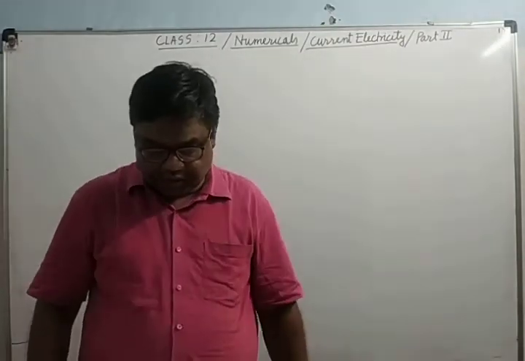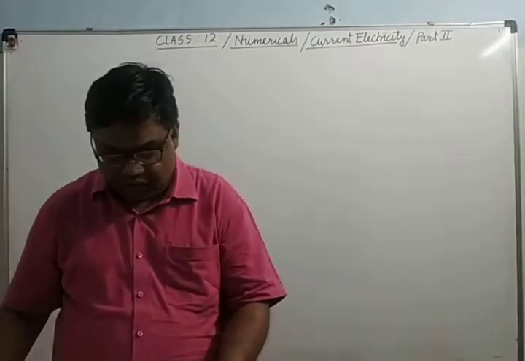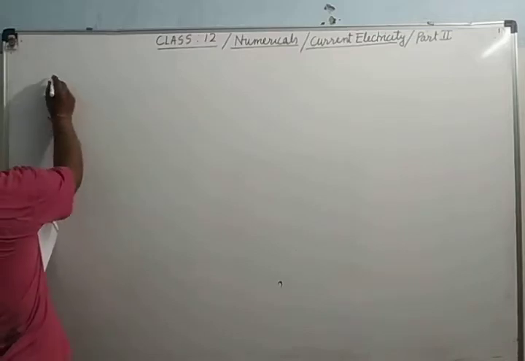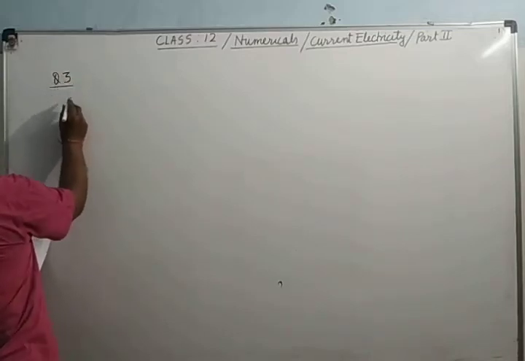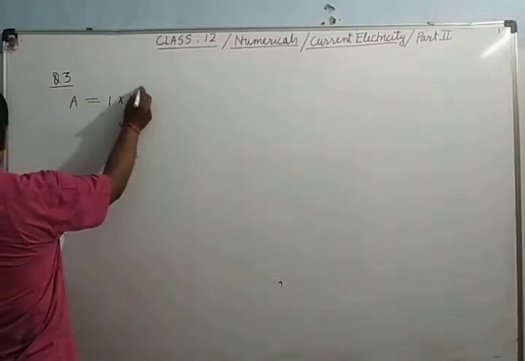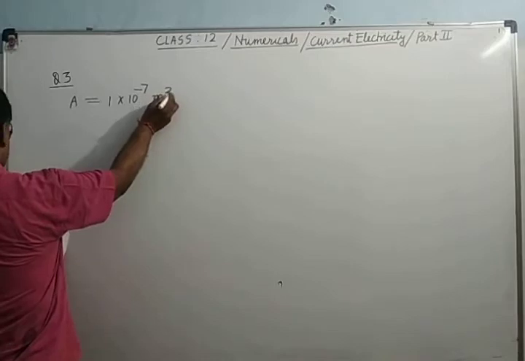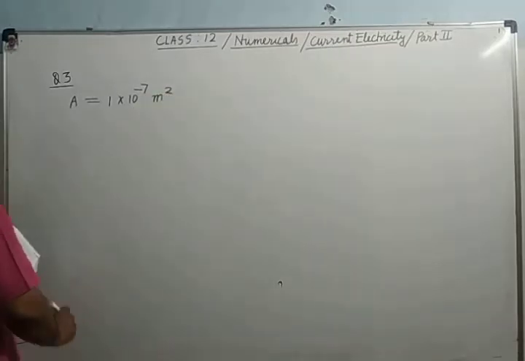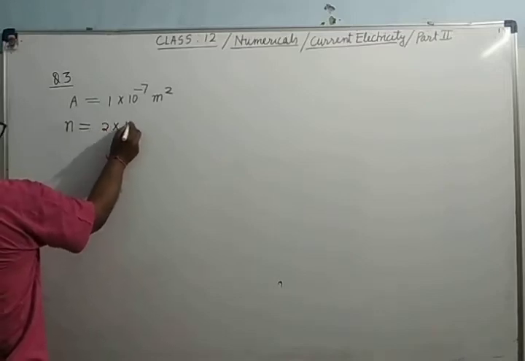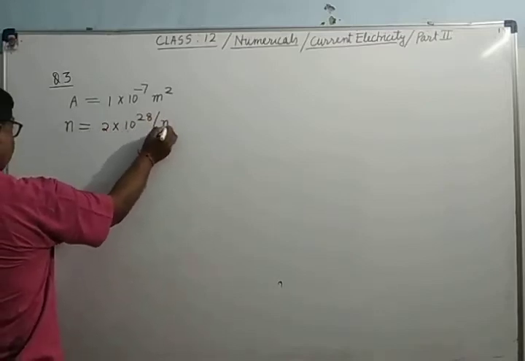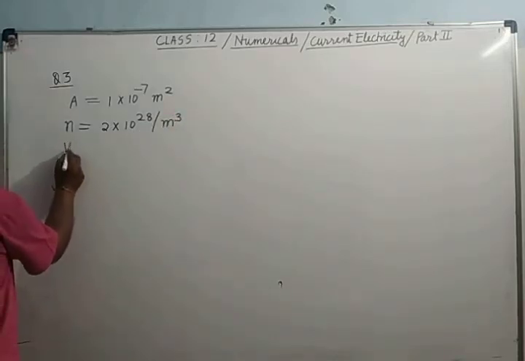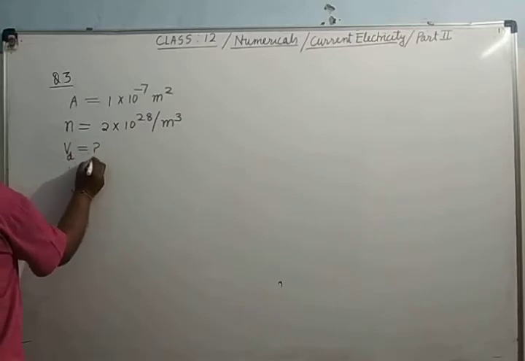Here, numerical question number 3. This is question number 3 of your latest book. The cross-sectional area of a wire is given as 1 into 10 to the power minus 7 meter square, and the density of the free electrons, represented by small n, is 2 into 10 to the power 28 per meter cube. This is the free electron density. What will be the drift velocity? Means Vd you have to determine.